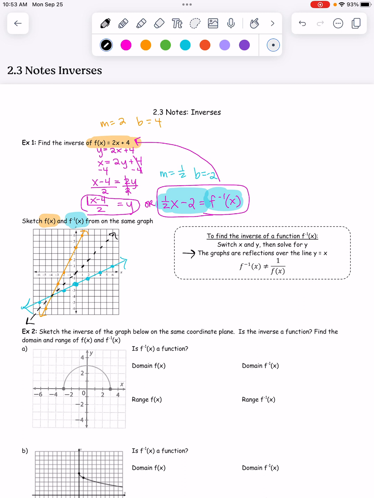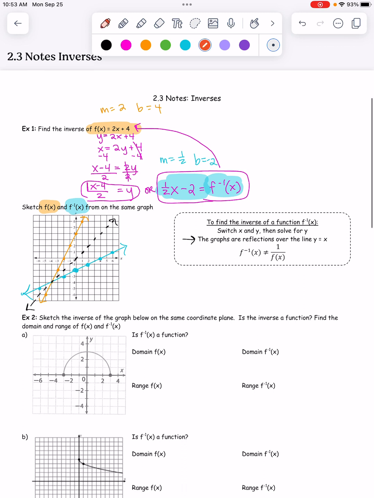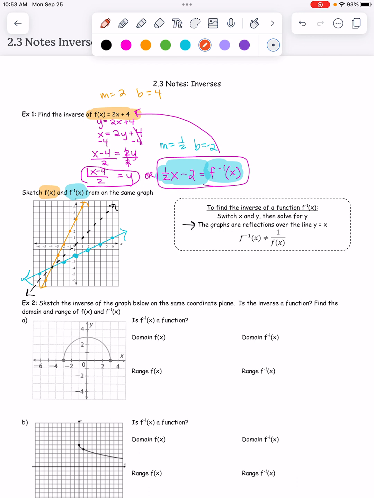Another way that we can graph the inverse, if I don't know the equation of them, is I can simply just switch the x and the y, just like what we did algebraically.